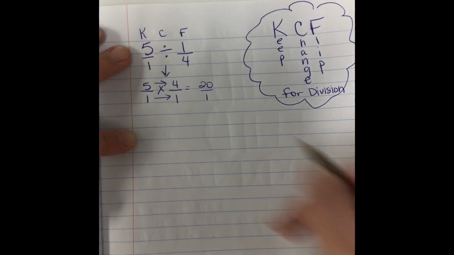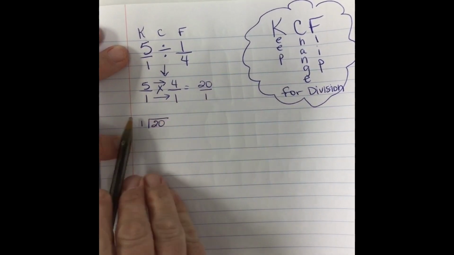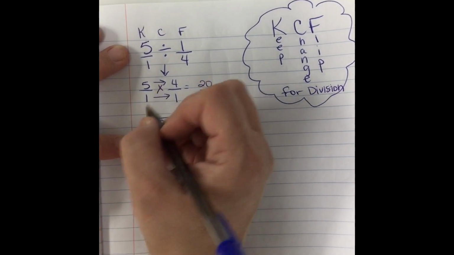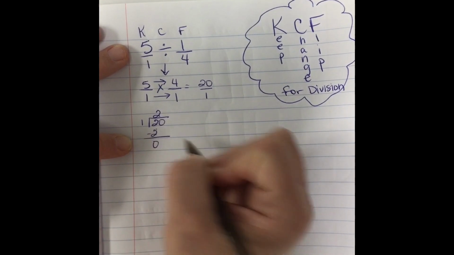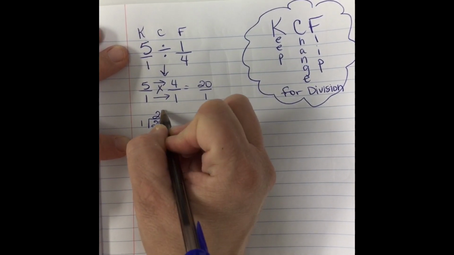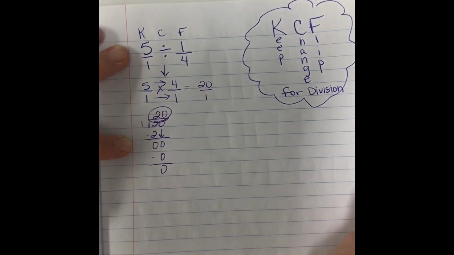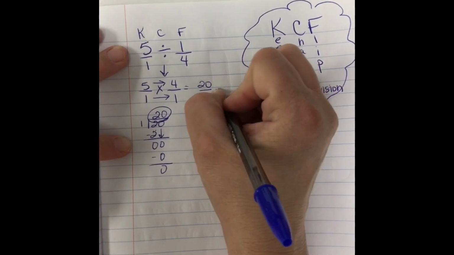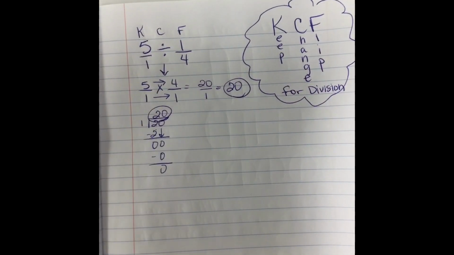20 over 1. So again, I said if you typed 20 divided by 1, 1 goes into 20 times, right? 1 times 2 is 2. Subtract, you get 0. Bring down the 0. 0 times 1 is 0. So your answer is just a whole number, 20. So really, we just dropped the 1, and our answer is 20. It's a whole number. Okay?